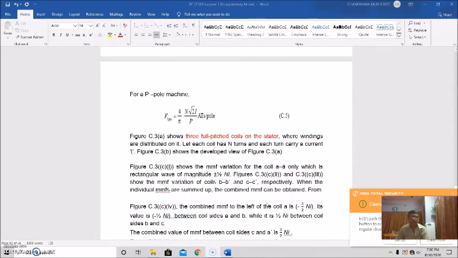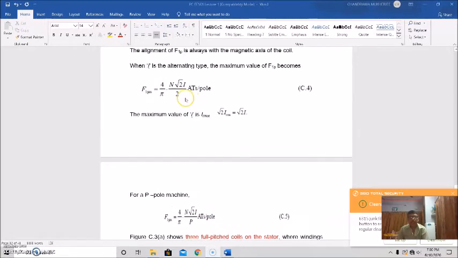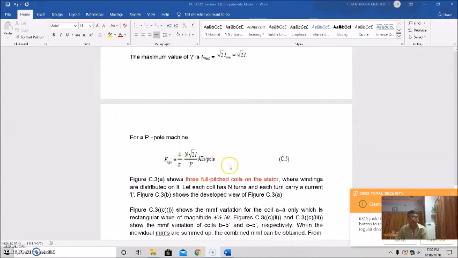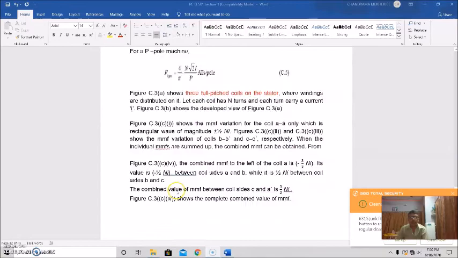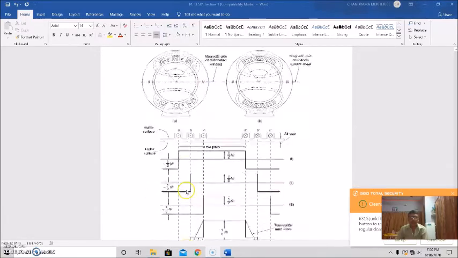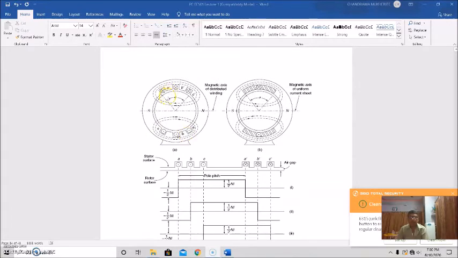Now, if we say for a P-pole machine, in case of 2 poles it will be P. So here in this figure, this is the case for P-pole machines.